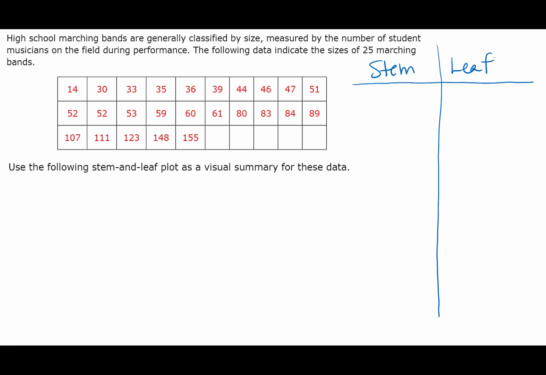Since these are all whole numbers, let's make up a key, and I'll use 52. We'll say 5, line, 2, so the stem is 5, the leaf is 2, equals the number 52. You just need to show one example for your key. Now let's talk about our stems. Our stems are going to be the numbers in the tens position, and then it goes up to the hundreds.